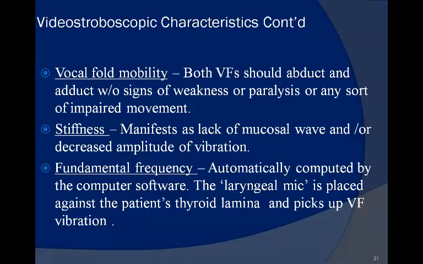Vocal fold stiffness manifests as a lack of mucosal wave and decreased amplitude of vibration. A regional absence of mucosal wave along with absence of vibratory amplitude is called a non-vibratory segment. We always note vocal fold stiffness and the location of the non-vibratory segment in our report.